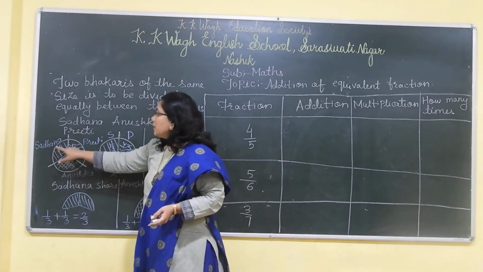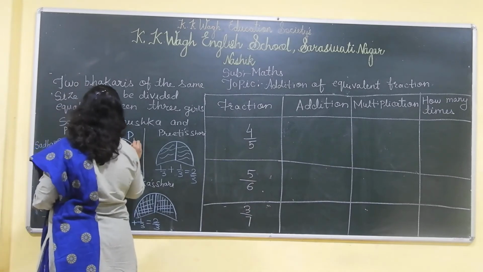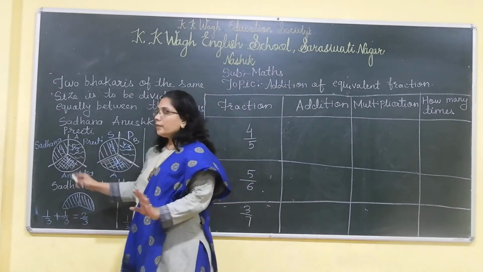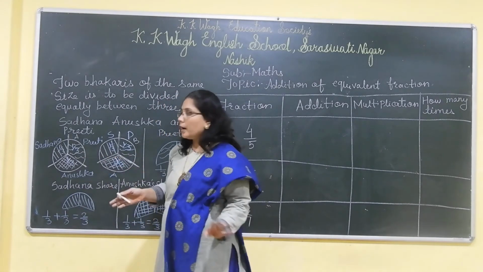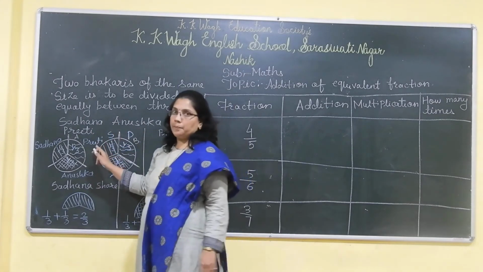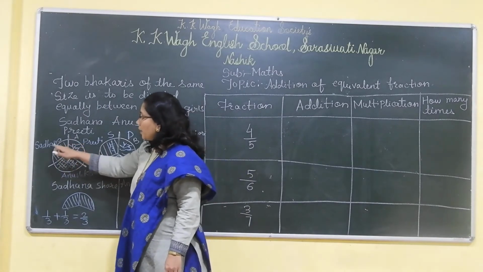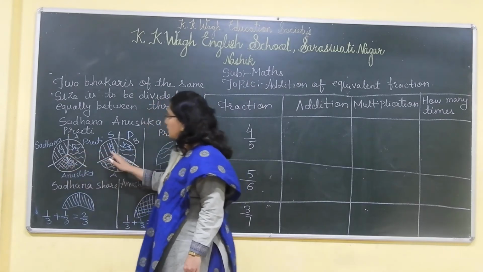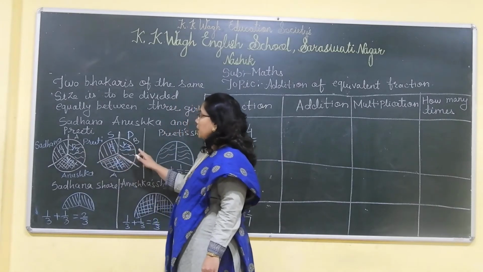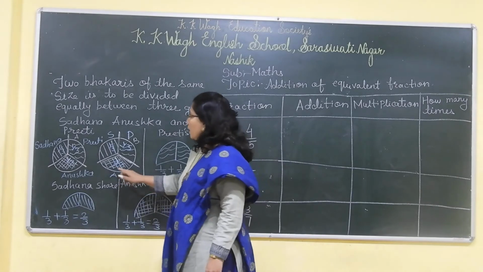Suppose this is A bhakri and this is B bhakri. Okay? This is A bhakri and this is B bhakri, and we have to divide them into parts. You can see here the line part is for Sadhana every time. This part, this part. This part is for Sadhana. Here again the curved line is for Preeti and the checks line for Anushka. Okay.